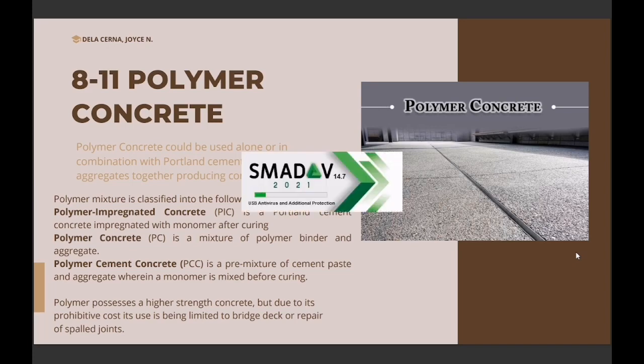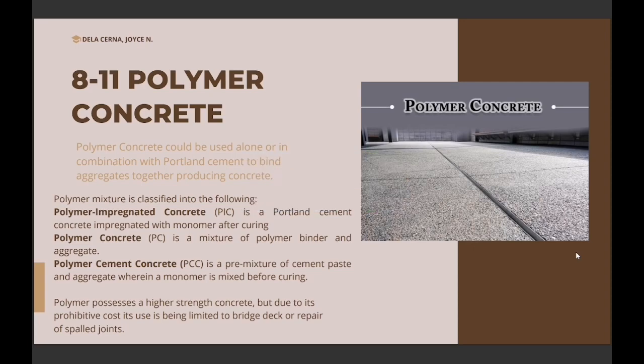Number two is polymer concrete or PC. Number three is polymer cement concrete or PCC. Polymer impregnated concrete is a Portland cement concrete impregnated with monomer after curing. Polymer concrete is a mixture of a polymer binder and aggregates. And lastly, polymer cement concrete is a premixture of cement paste and aggregate wherein the monomer is mixed before curing.